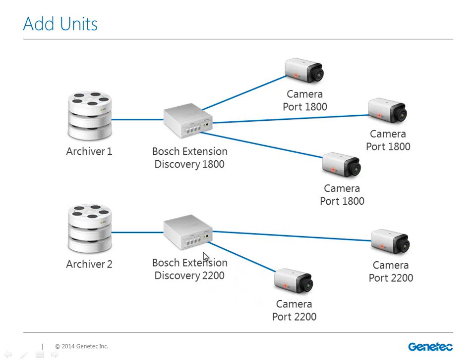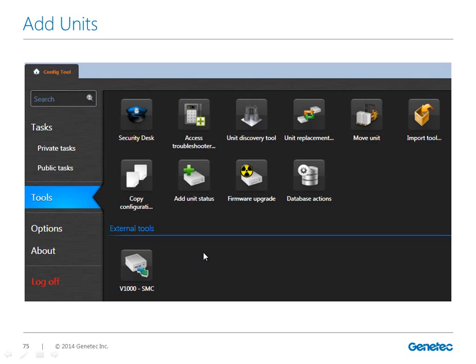If we would like to manually add the units, we have two methods for that. The first is using the Discovery tool. We find the Discovery tool by going to the home screen of the Config tool. We go under Tools on the left here, and we need to select the Unit Discovery tool.